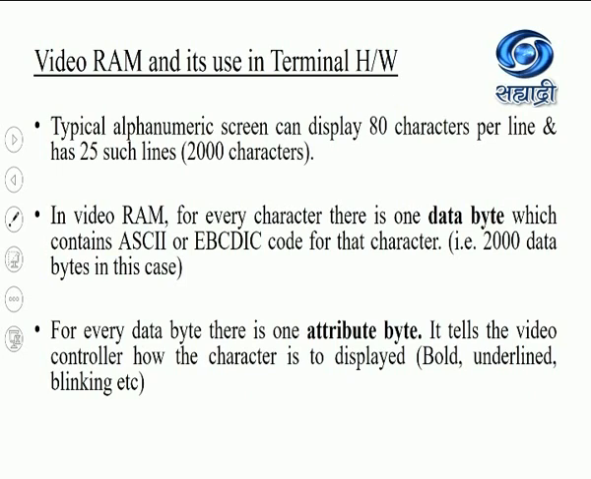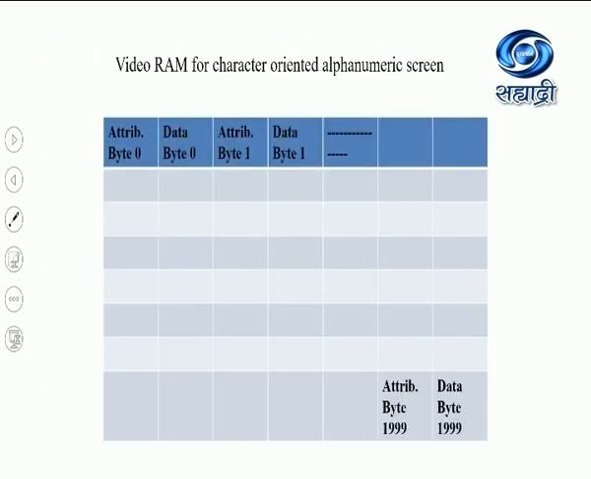In video RAM of such a screen, for every character there is 1 data byte which contains the ASCII or EBCDIC code for that character. That means 2000 data bytes are there. For every data byte, there is 1 attribute byte. The attribute byte tells the video controller how that character is to be displayed. Means it should be displayed in bold, or underlined, or blinking, etc. So, for 2000 character bytes, there are 2000 attribute bytes.